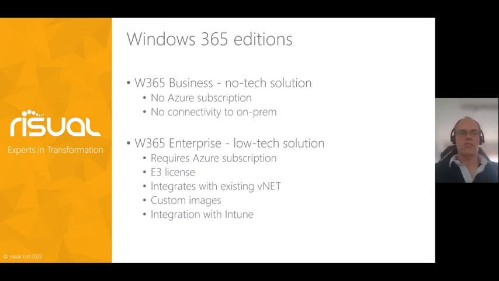There are two editions of Windows 365. Windows 365 Business, which is a straightforward cloud PC, Windows 10 or 11 plus the Office suite. Use it and manage it like an individual computer. You don't need an Azure subscription or any connectivity to on-premise resources. Windows 365 for Enterprise, on the other hand, does offer more flexibility. It requires an Azure subscription and E3 license, but you can integrate it with your existing Azure virtual network. You can also create custom images and install applications onto the VM with Intune.